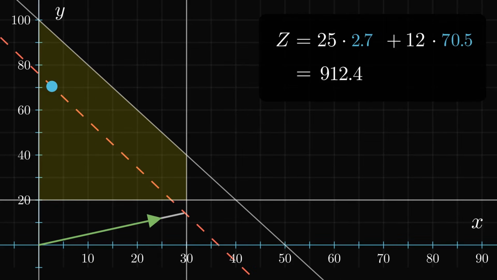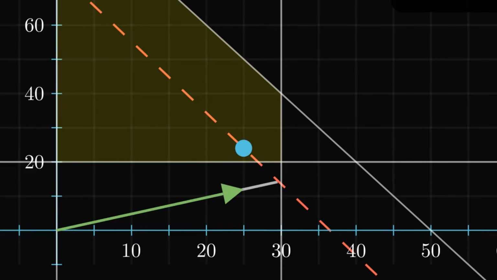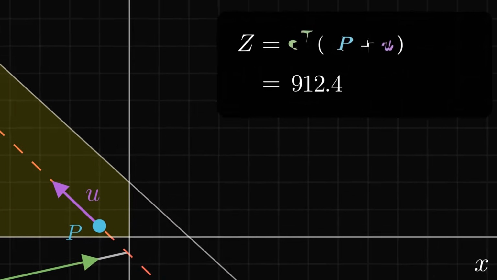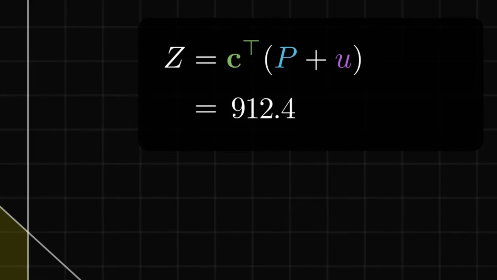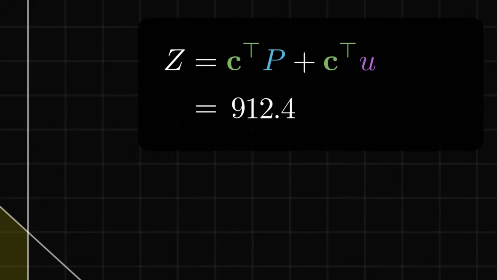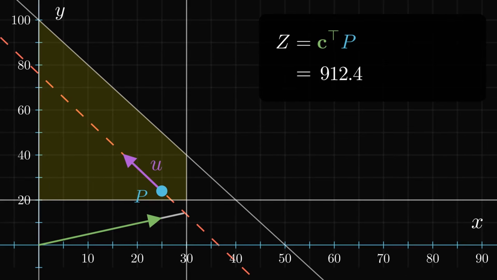Why is that? Well, let's denote our current position by p, and a vector representing a movement along the perpendicular line as u. Bringing back the dot product form of the objective function, we can distribute the product across the two terms, and since u is perpendicular to c, their dot product is 0, meaning we can keep the same value for the objective function that we had at p.